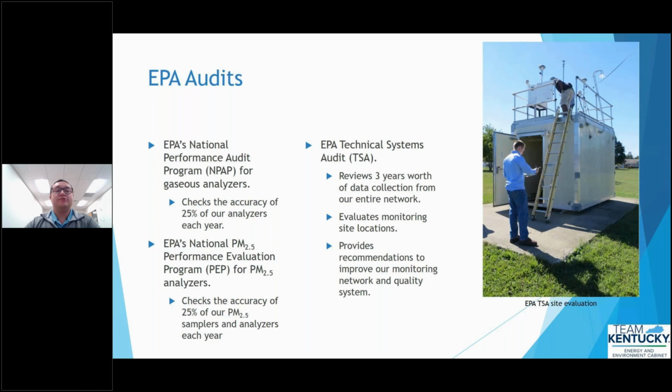The EPA also performs technical systems audits of our network every 3 years. They evaluate 3 years worth of data collection for our entire network. They look at monitoring sites and how they are set up. They look at how we review our data and how we audit our equipment and every other aspect of our work. The end result provides us with recommendations to improve our processes and monitoring network. We work with the EPA closely to constantly improve our quality system.